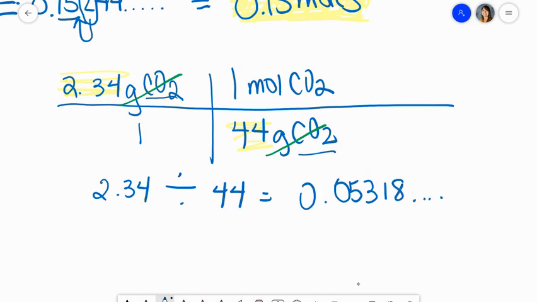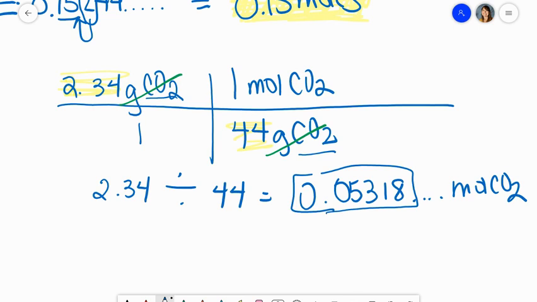0.05318, and it keeps on going. Moles of CO2. Now, at this point, you can leave it with all of these digits. That's fine. You could even keep it in your calculator. You could round, although rounding could potentially lead us to some error. I'm going to leave it as 0.05318 when I work through the problem, because I don't need to round yet because, again, I'm not at the end of my problem. So we don't want to add error into our calculations because we want to have the most accurate answer possible.